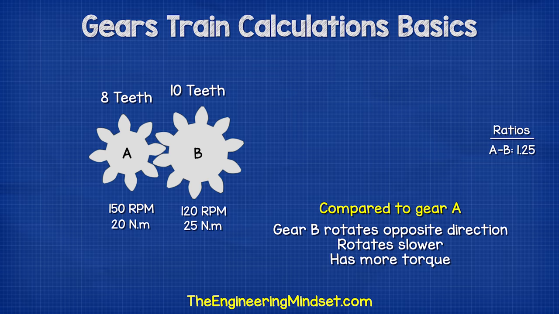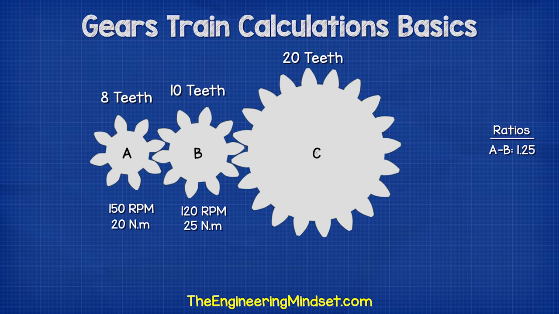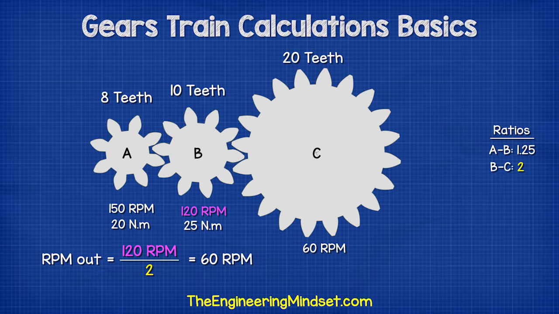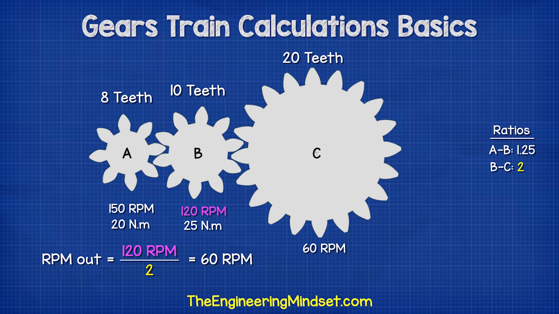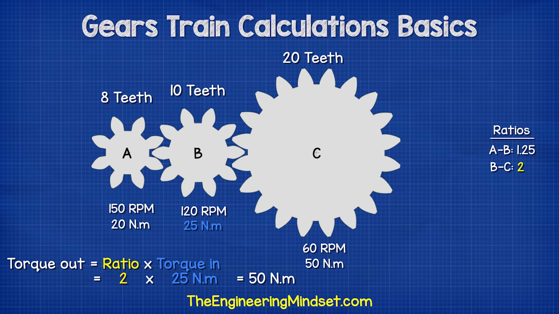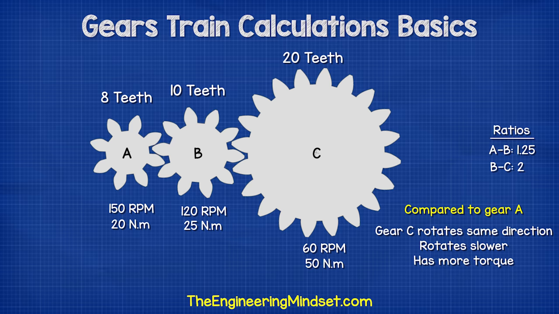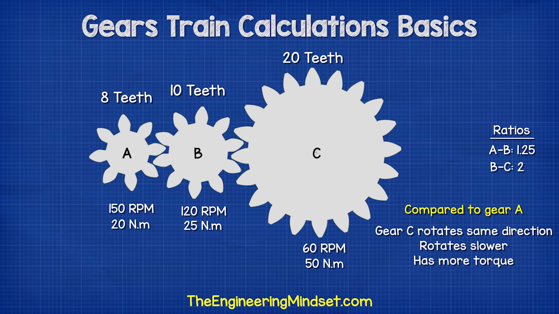If we add gear C with 20 teeth, the ratio is 20 divided by 10, which gives us 2. The RPM output is 120 RPM from gear B divided by 2, which gives us 60 RPM. The torque is going to be 2 multiplied by 25 Newton meters from gear B. This will give us 50 Newton meters. So this gear will rotate the same direction as gear A, but it will rotate slower because it is larger, although it will have more torque.